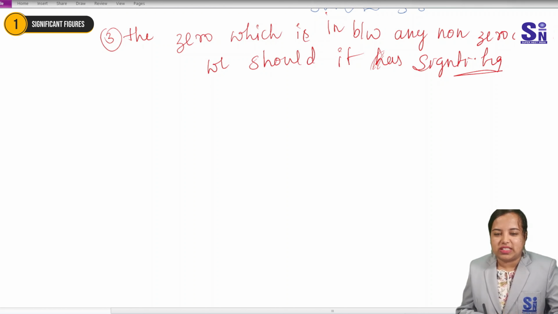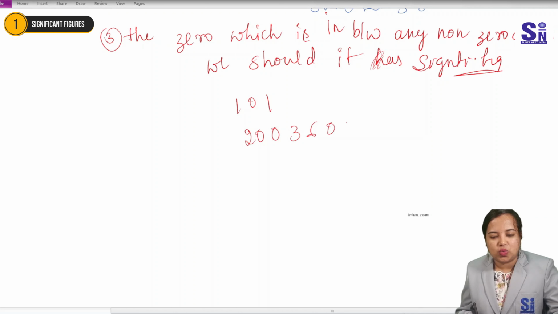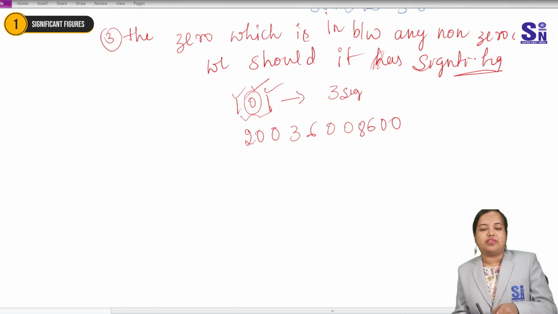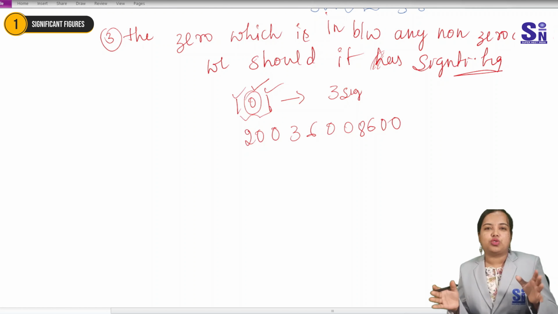Okay, so if 0 comes in between non-zero digits. For example, 101 or 20036008600. Okay, so you should consider all the zeros in between non-zero digits. This is non-zero, this is non-zero, but here the zero which is in between. So we should consider here three significant figures, because 0 is also considered as a significant figure when it is in between those two numbers.